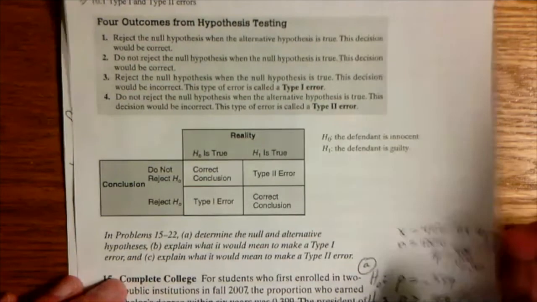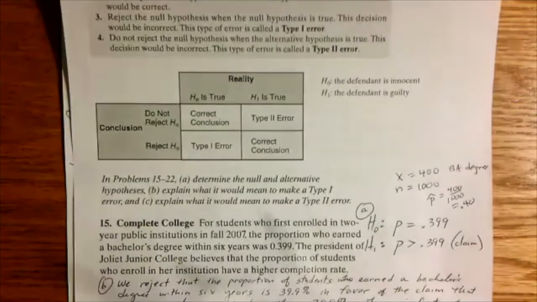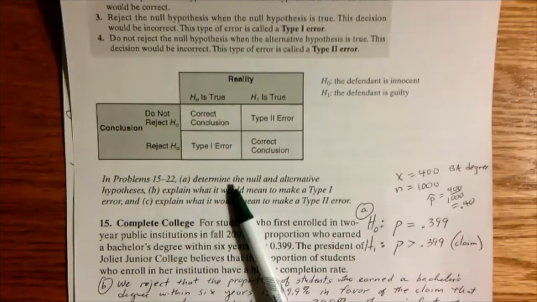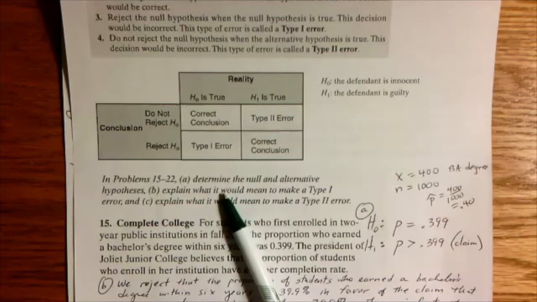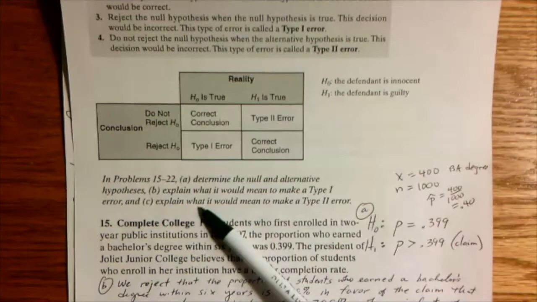All right, so the problems will look like this. The first thing in this section, they ask you to practice a little bit more writing the null and alternative hypotheses. So I'll just briefly do that. And then the new stuff would be, okay, if these are the hypotheses, then what would it mean to make a type 1 error? Interpret what that would be. And then finally, explain what it would mean to make a type 2 error.